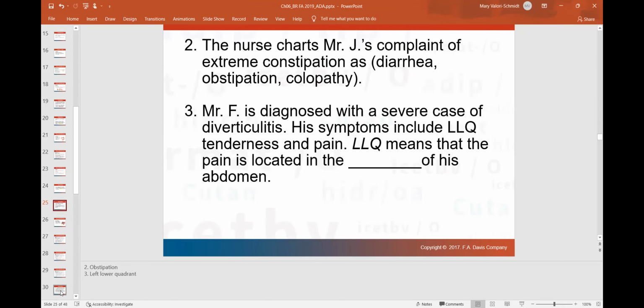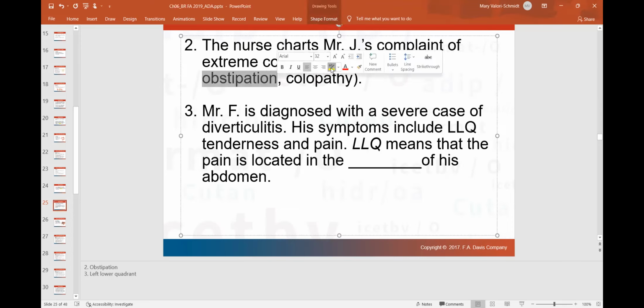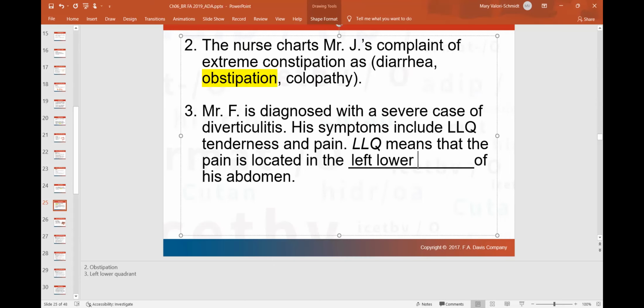The nurse charts Mr. J's complaint of extreme constipation as, is it diarrhea, obstipation, or colopathy? Well, if you guessed obstipation, you were right. And Mr. F is diagnosed with a severe case of diverticulitis. His symptoms include left lower quad tenderness and pain. LLQ means that the pain is located in the left lower quad of the abdomen.